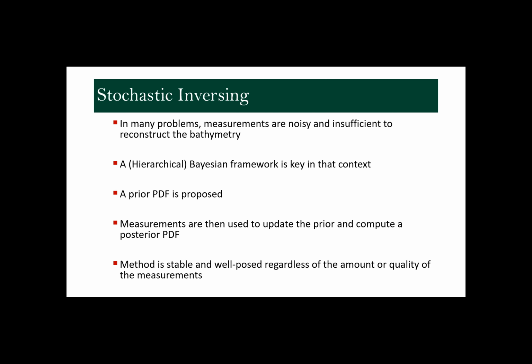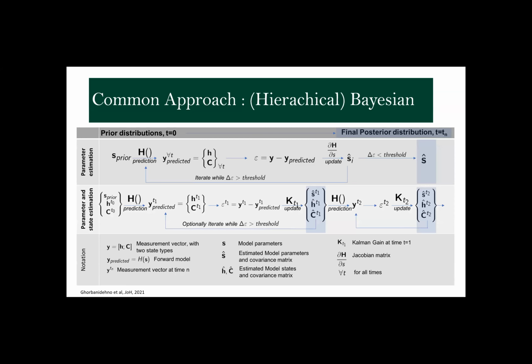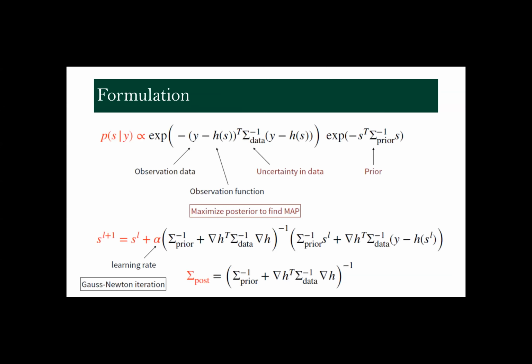The method is stable because you introduce some sort of prior information and it is well posed, regardless of the amount or quality of measurements. Here is the common approach, using hierarchical Bayesian and deterministic approaches. You can look into some details in our recent paper in the Journal of Hydrology about recent advances in data assimilation, inverse modeling, and how you can accelerate this without machine learning technology.